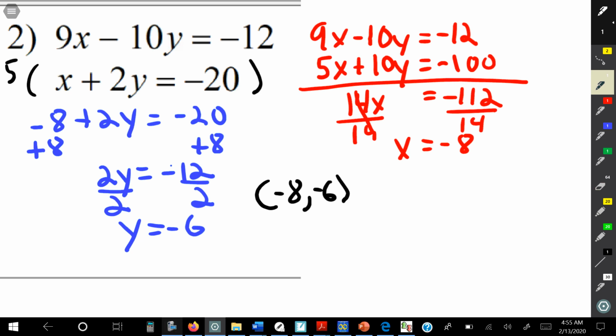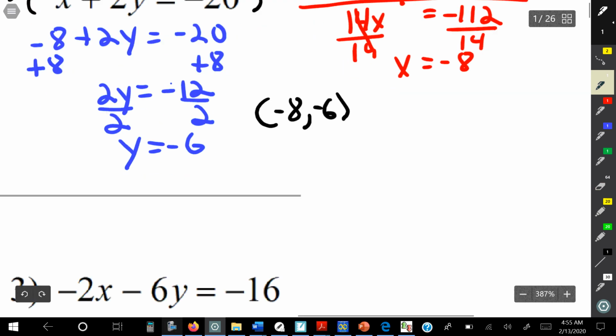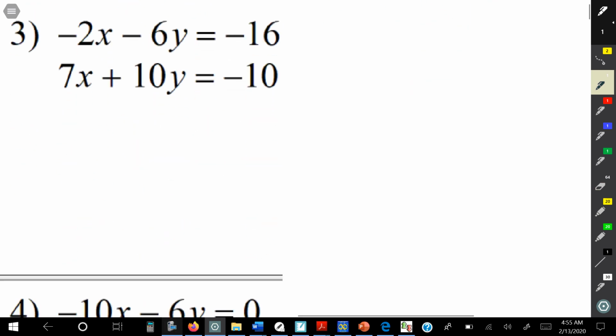Okay, now we're going to take a look at a problem where you need to multiply both. There's no way of just multiplying one equation here and making it come out right. I can't multiply this 2 by a number and get 7. I can't multiply this 6 by a number and get 10. So what I need to do is multiply both.